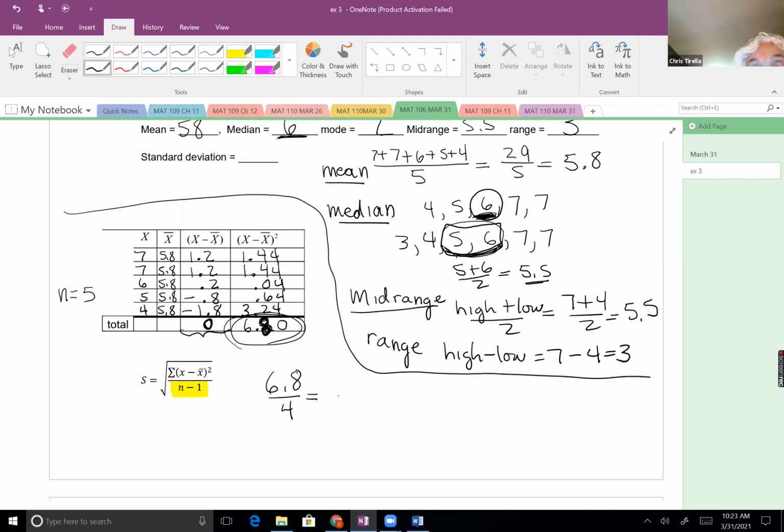When I divide that by 4, I get 1.7, but I'm not quite done yet. The last thing that we have to do, which again the formula helps me remember, is take the square root of that whole thing. And so when I take the square root of 1.7, I get a standard deviation of 1.3.